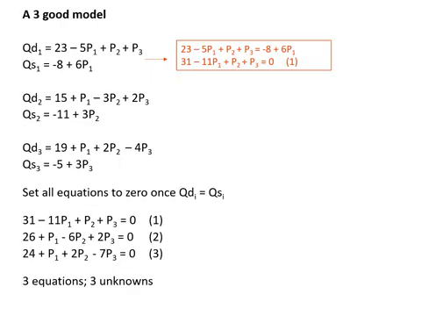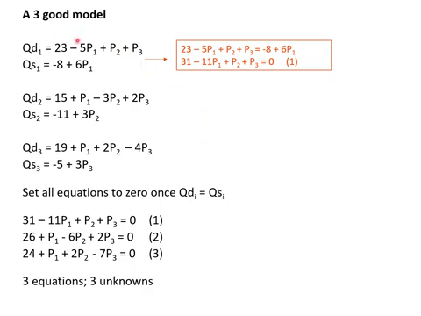We extend the analysis further now by looking at a three-good model, and here we have good 1, good 2, and good 3, and we've got quantity demanded and quantity supplied for the three markets. So our starting point is to set all the equations quantity demanded equal to quantity supplied.